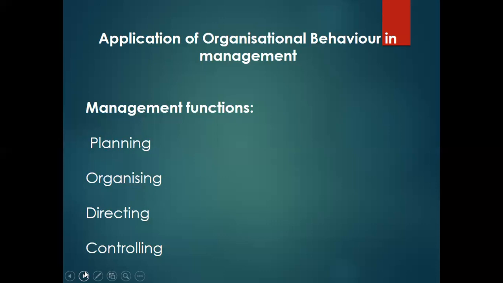So next one is controlling. Controlling is the process by which managers ensure that resources, human and physical, are obtained and used effectively and efficiently towards the accomplishment of the organizational objectives. The controlling function of management involves four main elements.